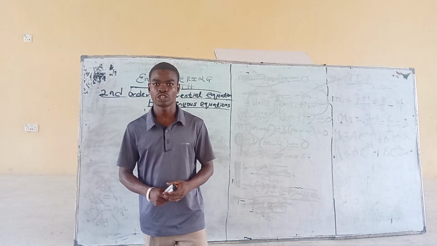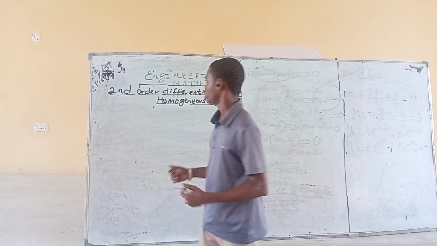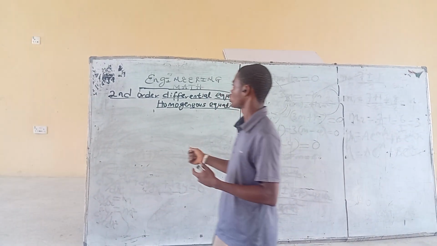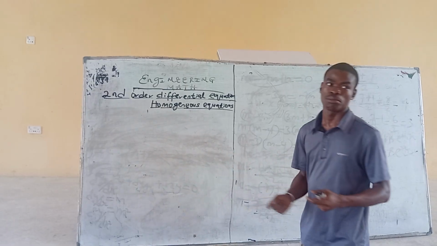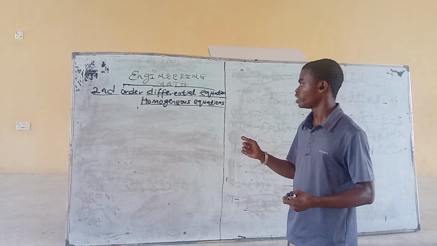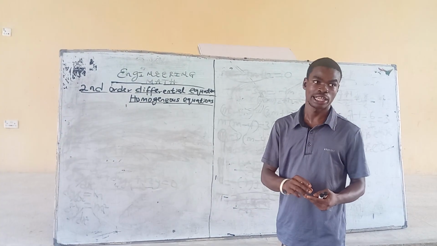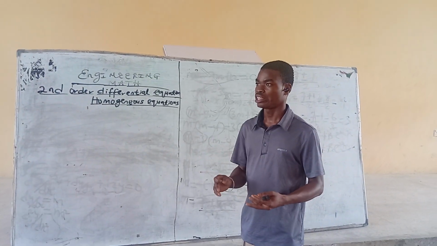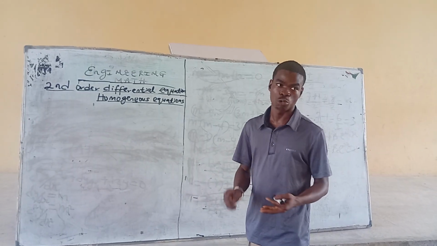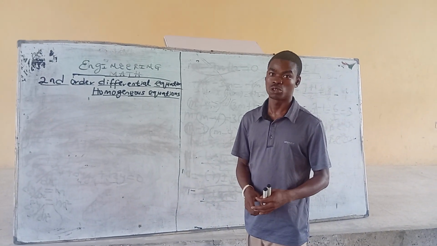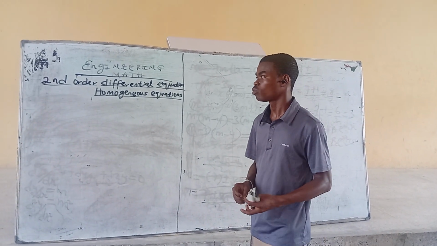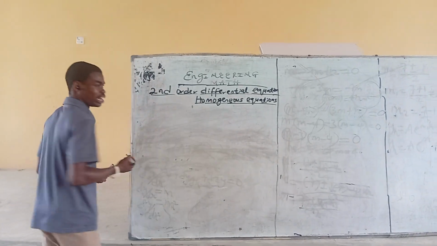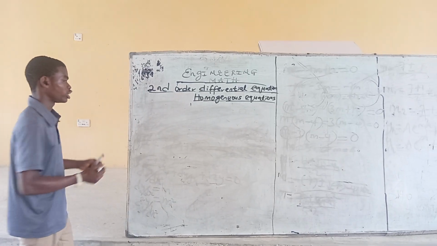I'm going to be talking about second order differential equations, specifically real and equal roots. So I'm going to be talking about real and equal roots. So this is the form for real and different roots, from the other time.